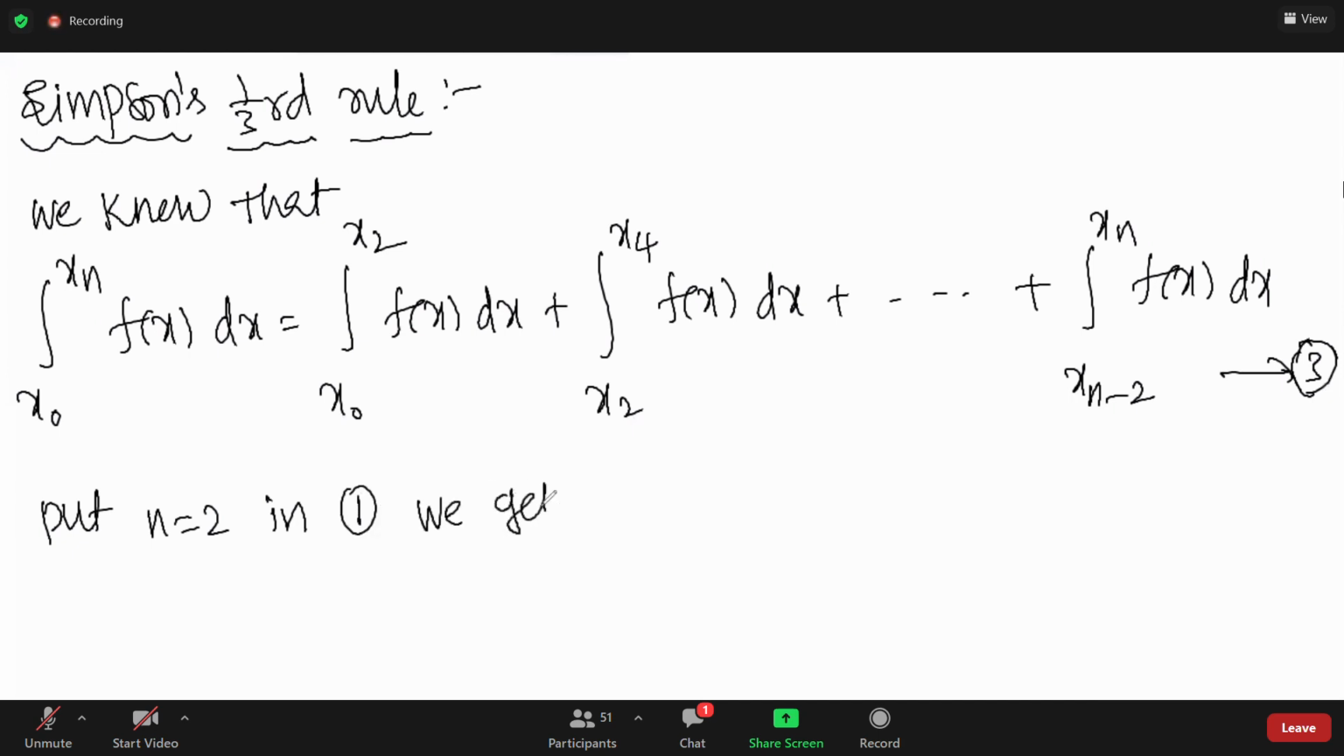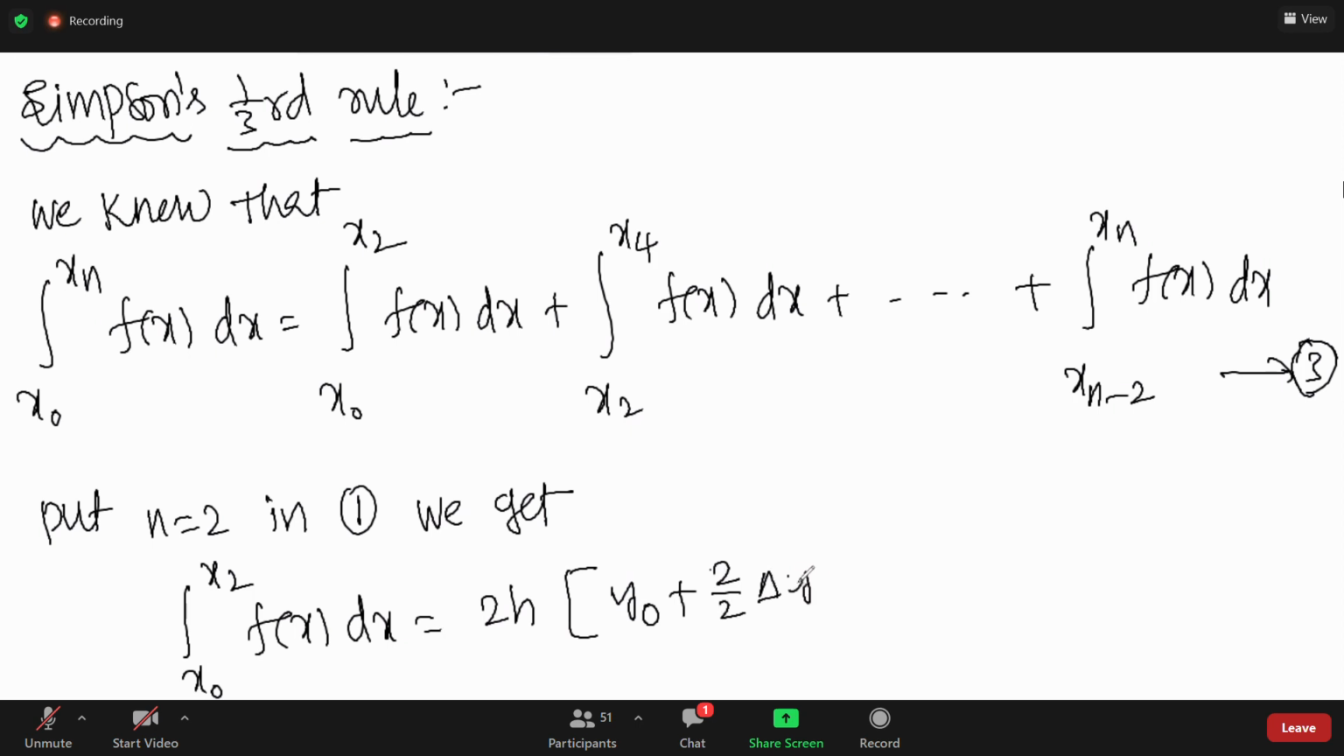We get, in 1, which is Newton's Cotes quadrature formula, the left hand side x0 to x2 of f of x dx is equal to 2h into, for n is equal to 2, the terms: y0 plus n by 2, so 2 by 2 delta y0, plus (2 into 4 minus 3) by 12 delta square y0.